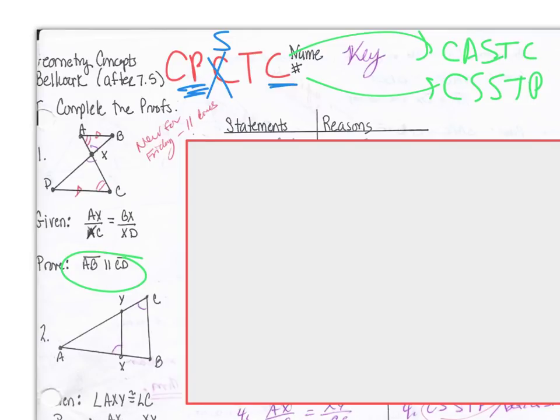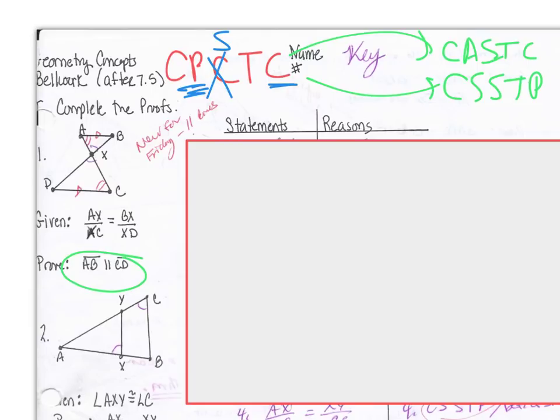If I were in class, I would pause right now and tell you to prove triangles similar in number 1. I'm not going to take the time right now to do it, but I would encourage you to pause the video and see if you can prove triangles similar, even though that's not what the proof says. So ignore the proof and see if you can prove triangles similar.